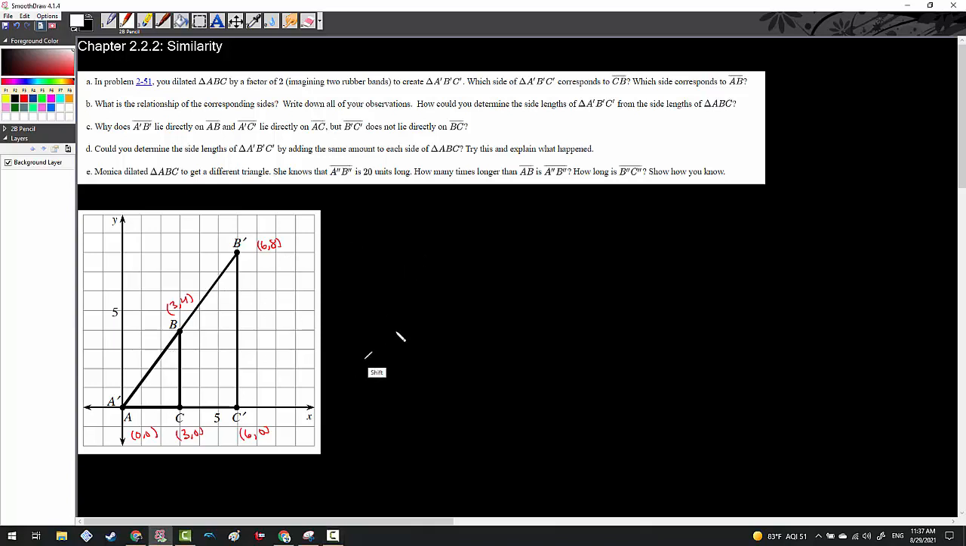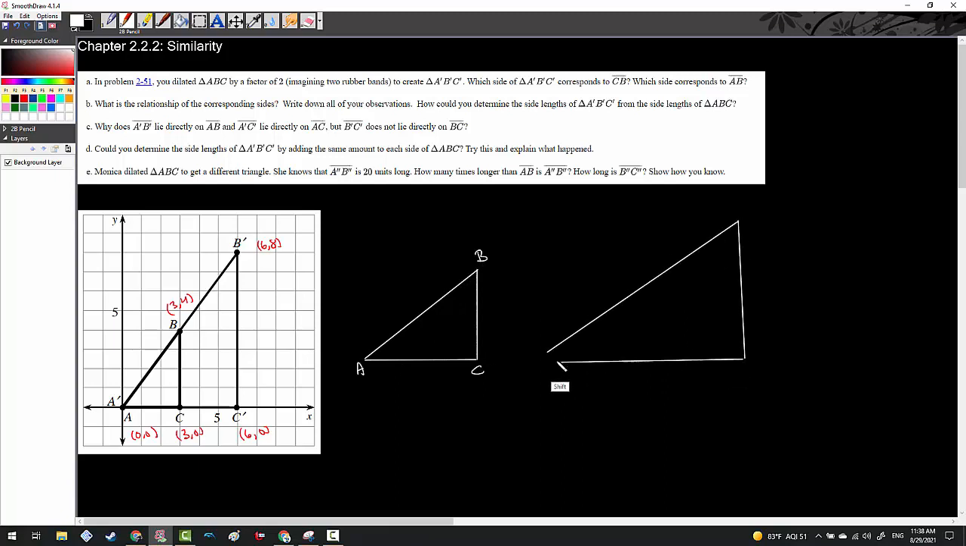So whenever I have a triangle inside of itself, what I like to do is draw two separate triangles. So this is A, this is C right here, and this is B right here. So that's the smaller triangle. And then the larger triangle really is its own entity, right? It really is its own thing, where this is A prime, C prime, and B prime.